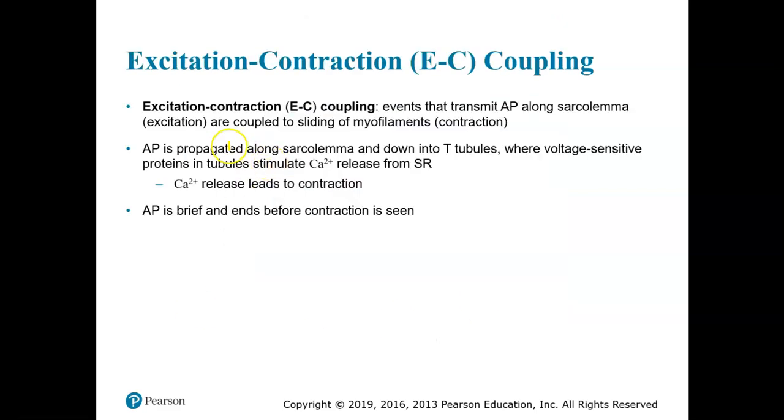Okay, so excitation-contraction coupling are the events that connect the action potential along the sarcolemma. The excitation part is the action potential traveling along the sarcolemma and the T-tubules. And that is coupled to the attachment of the myosin to the actin. That's the contraction part. Then we're going to have the events of cross-bridge cycling. It's called cross-bridge cycling.